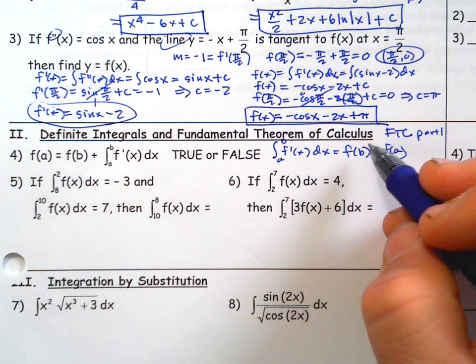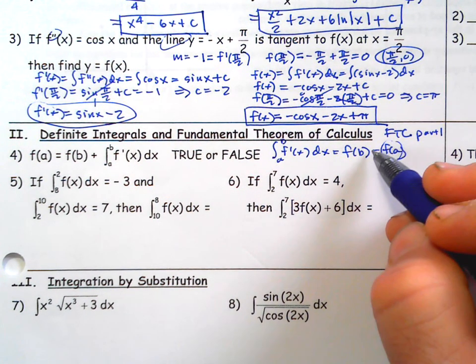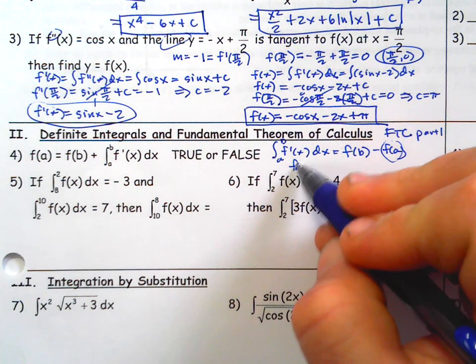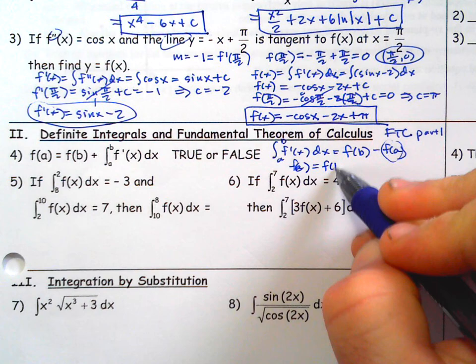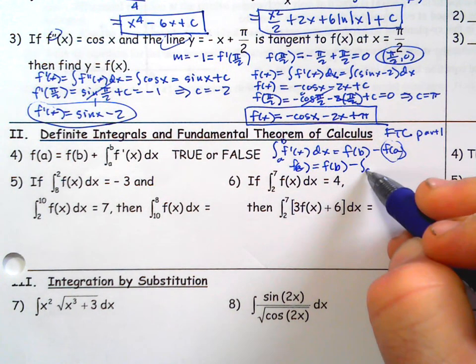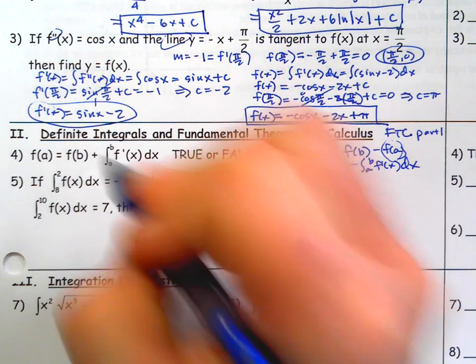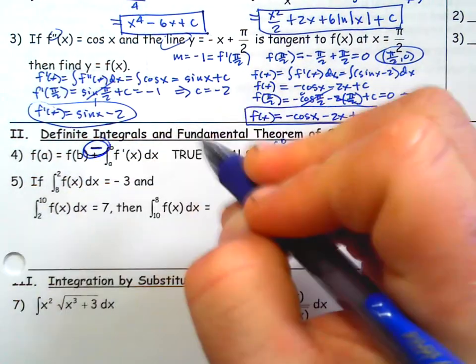And then if you want to get f of a by itself, you'd have to add it over here and subtract that. So it'd have to be f of a equals f of b minus the integral from a to b of f prime of x dx. So this needs to be a minus. So it's false.